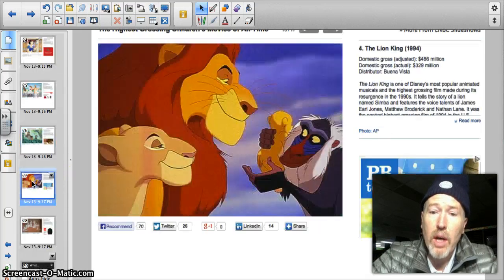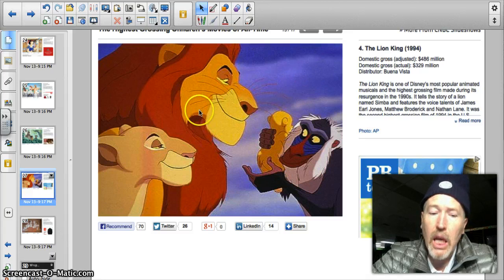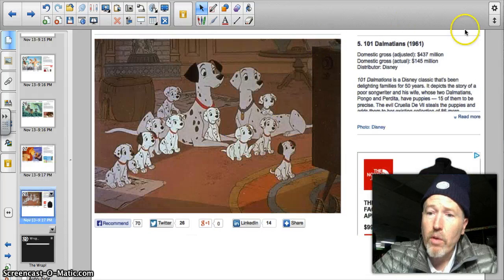It wasn't until we got to The Lion King, which is in '94, something a little bit more current. I would have guessed Lion King. I would have guessed Toy Story. But the fifth highest grossing movie of all times was 101 Dalmatians, again, from 1961, a very old movie.